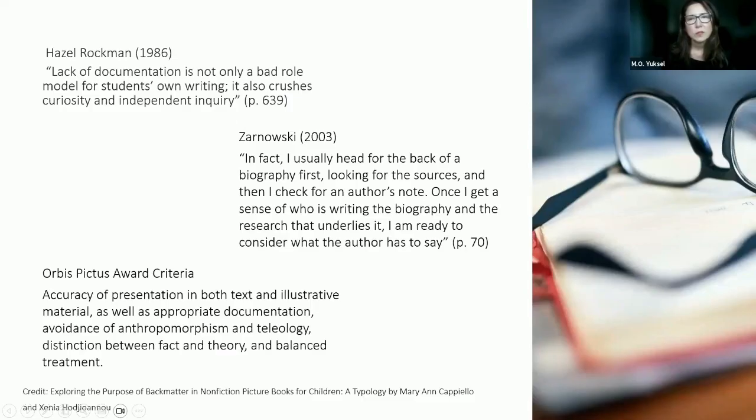In an article titled Exploring the Purpose of Backmatter in Nonfiction Picture Books for Children, a Topology by Marianne Capello and Zania Hojai, Dr. Capello and Dr. Hojai believe that Backmatter is in and of itself a genre that can serve a range of purposes for both book creators and readers. They cite why Backmatter is important. For example, in their article, they cite Hazel Rockman, who says, lack of documentation is not only a bad role model for students' own writing, it also crushes curiosity and independent inquiry.